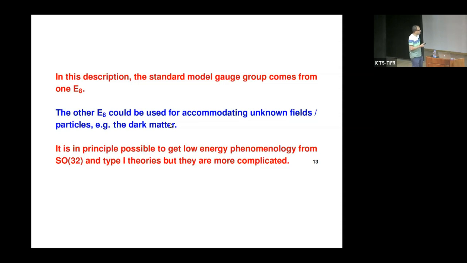So in this description, the standard model gauge group actually comes from one of the two E8s. And the other E8 could be used for accommodating unknown fields or particles like the dark matter. This was one of the popular models in the early days of string theory, that one used the particles that are living in the other E8 as dark matter candidates. Now, I should say that it is in principle possible to get low energy phenomenology also from the SO32 heterotic string theory and type 1 string theory, which in fact also has SO32 gauge group, but these are more complicated.